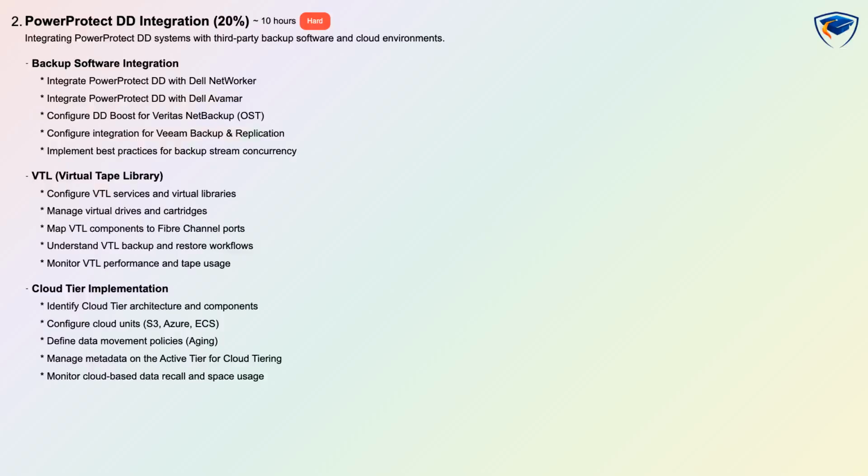With attention to best practices for backup stream concurrency, you will configure VTL services, manage virtual drives and map virtual cartridges to Fibre Channel, and implement cloud tier by identifying S3, Azure, and ECS cloud units, defining data movement policies, and managing metadata and recall behavior.